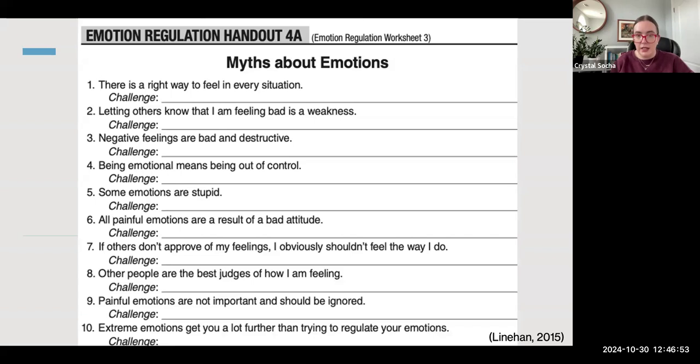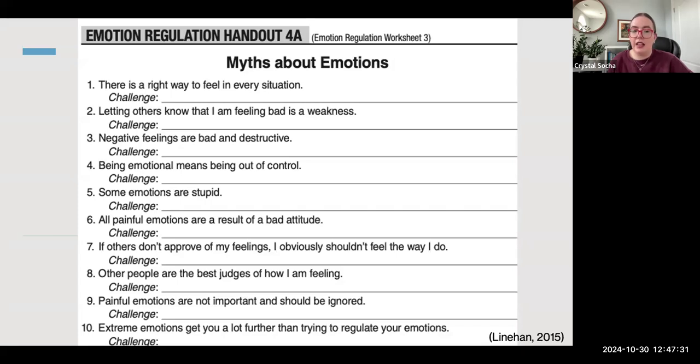So being emotional means being out of control. This kind of shame. I see number 2, letting others know that I'm feeling bad is a weakness. So I can't be perceived as weak. And a lot of what we're doing with this handout is helping people to challenge those myths. So how might they think of these things in a different way? How might they challenge this myth and speak to someone who is experiencing a similar kind of thought about their emotions? Number 7, 2, 5, 9.